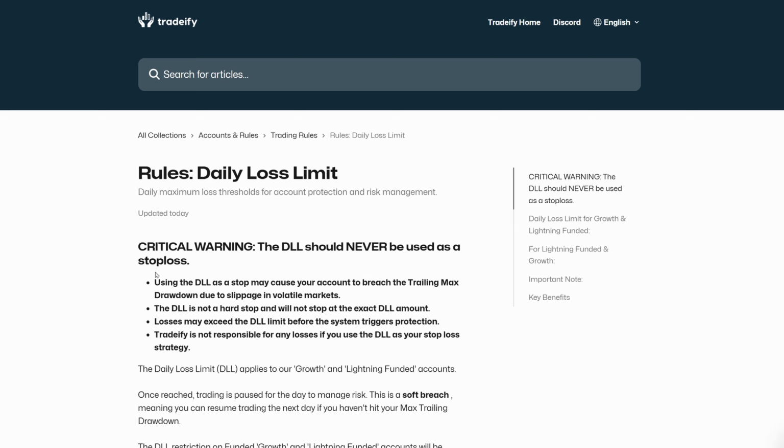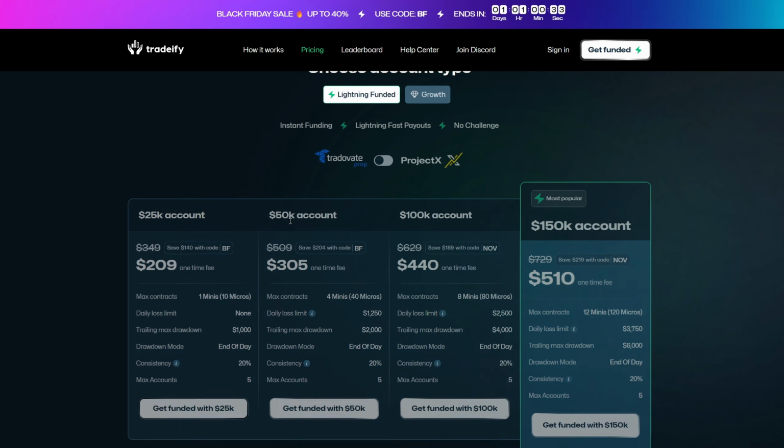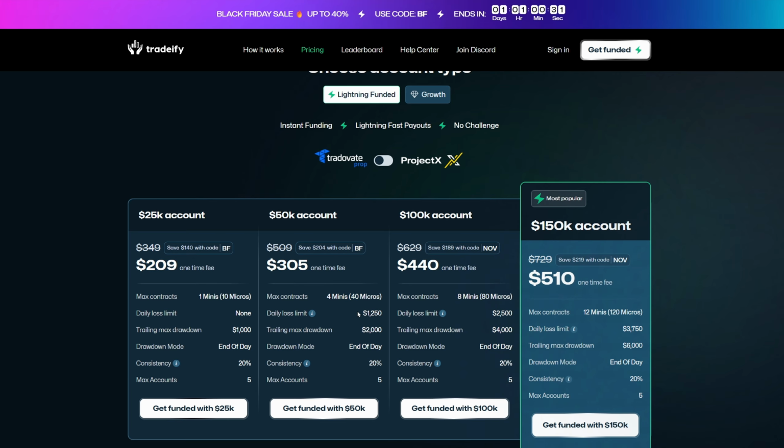Now, if we look at the daily loss limit, some prop firms will bust you out if you hit what's called your daily loss limit. Well, in Tradeify, it's basically going to be a soft breach. So if we come down here and we look at some of these accounts, in the growth account we have a $1,250 daily loss limit. If you look at the Lightning Funded account for that same 50K account, it's also a $1,250 soft breach, meaning if you hit it, you're locked out for the day.